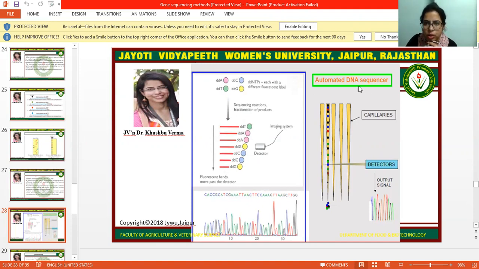And this is the automated DNA sequencer. These are the capillaries from where you will get the proper sequence of the codes.